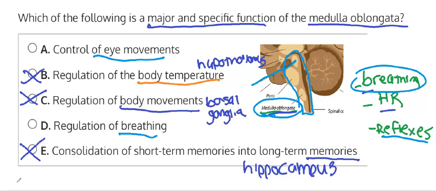So therefore, we can eliminate option A because that is not the part of the brainstem that we are focusing on. We are going to focus in on the medulla oblongata, which does in fact control regulation of breathing, which is what this question is looking for. So option D would be correct in this example.